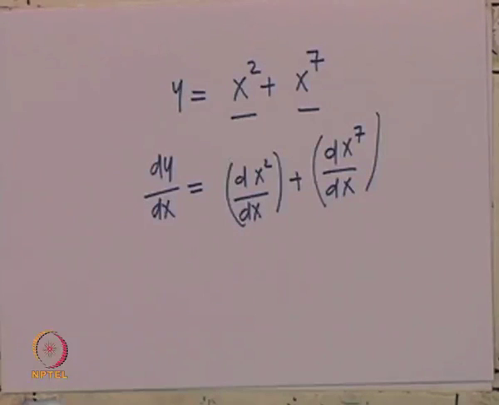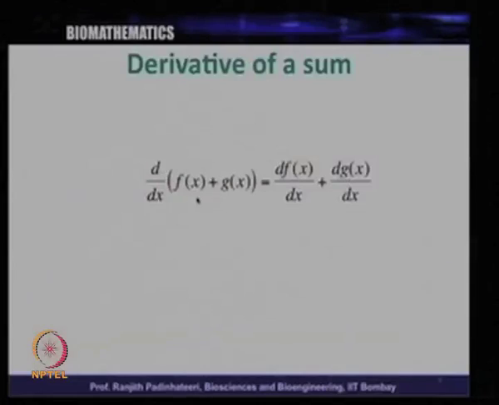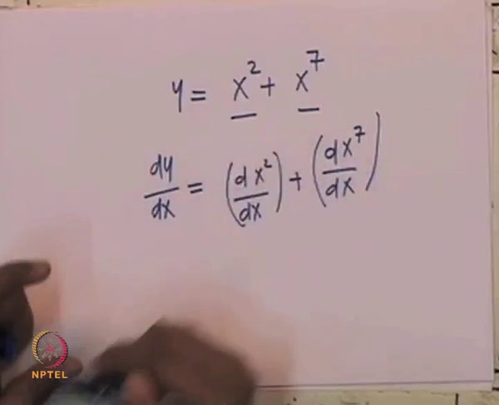In general, we can write this like what I wrote here. If you want to find the derivative of the sum of two functions f of x and g of x, we can call this f of x.